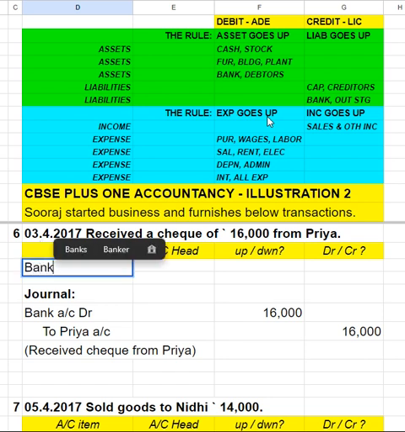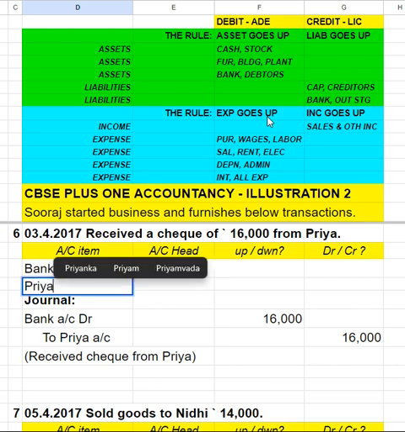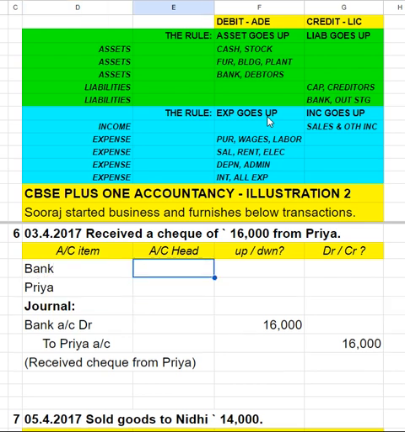So when you receive a check means it's a bank, right? So who is making the payment? Priya. Okay. So what is the account head for bank? If you see in the green, it is asset. Okay. For Priya, yeah, it is little tricky. When you sold previously on credit, it goes under debtors. That means this is also asset.